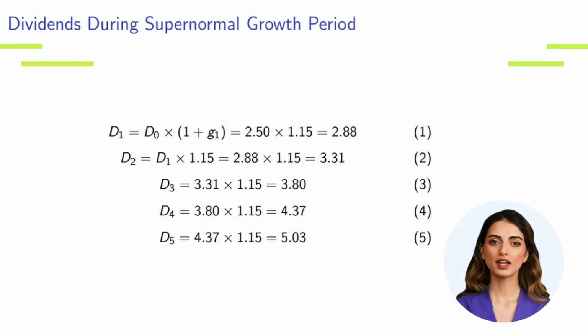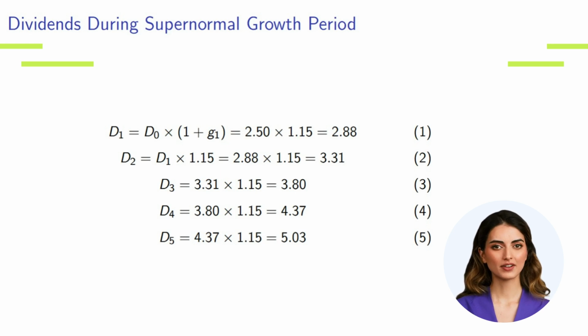We repeat similar calculations to estimate the fourth year's dividend, D4, and the fifth year's dividend, D5. So, our projected dividends during the supernormal growth period are $2.88, $3.31, $3.80, $4.37, and $5.03.